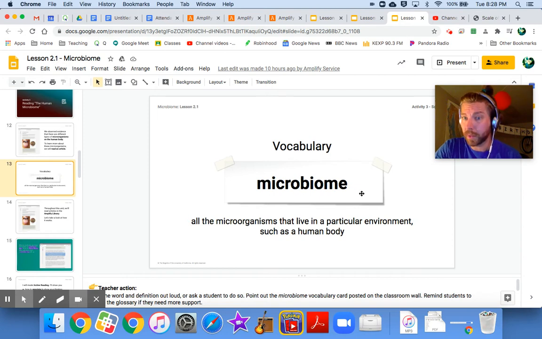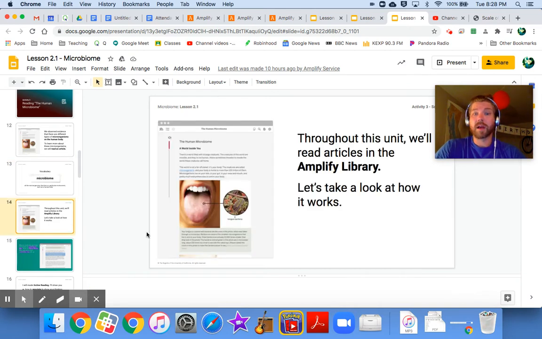You may have heard of the word biome before. That would just be all the organisms that live in a particular environment. Well, now we're talking about all the microorganisms that might live in a particular environment. And maybe it's not just your body. Maybe we're only talking about a specific part of your body. Maybe we're only talking about your hand. Maybe we're only talking about your small intestine. I don't know what it might be.